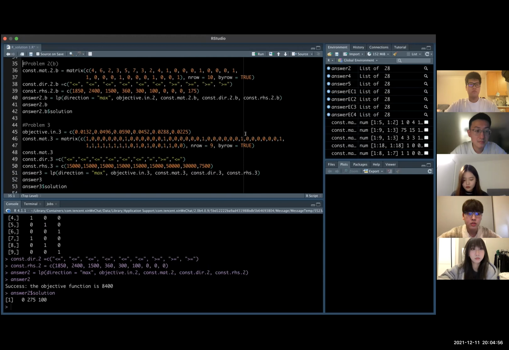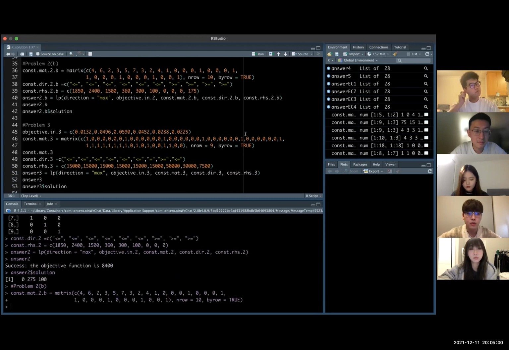Here comes question 2b. First, we assign const.mat 2.b with a matrix of different constraints' left-hand sides, 3 numbers as a row respectively representing fabrication of 3 furniture, assembly of 3 furniture, shipping of 3 furniture, chair market, desk market, table sold, and 3 furniture among themselves.